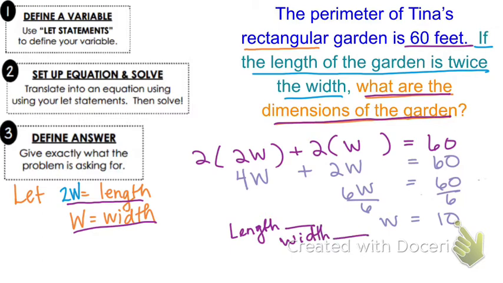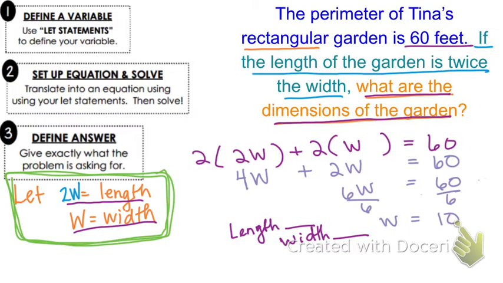So we need to go back to our let statement where we defined our variable. This is why it is important to always write out what those variables are. So the length, remember, is 2 times W. So if W is 10, the length would be 20. And the width is W, so it is 10. And then look to see if you need to label it with any sort of units. If we go back up to the perimeter, we see it is 60 feet. So the length is 20 feet, the width is 10 feet.